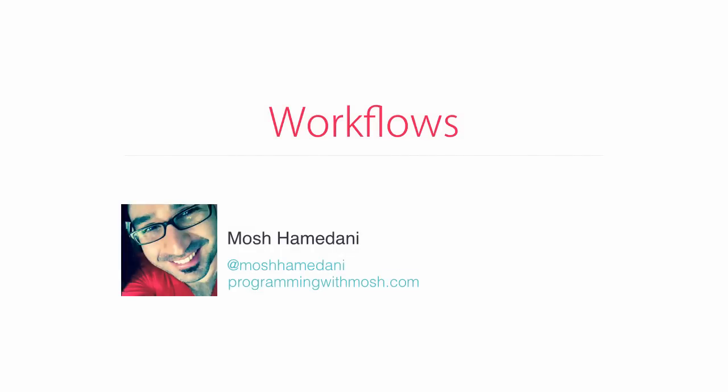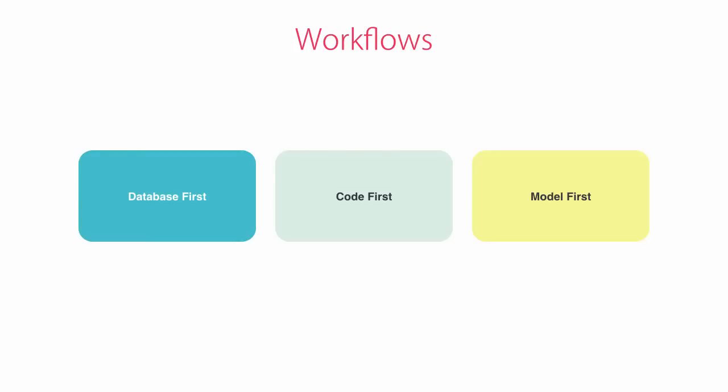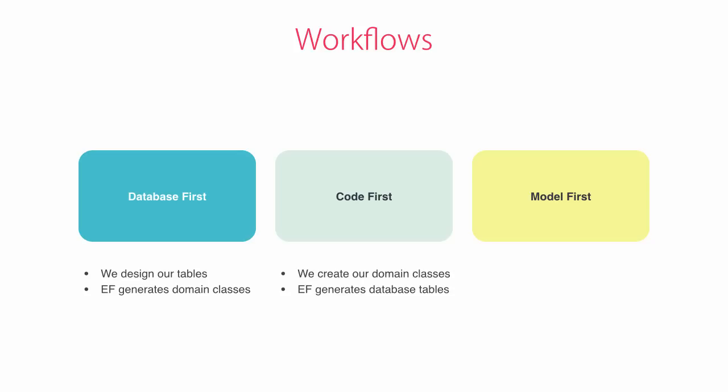So there are three workflows to build a domain model using Entity Framework: database first, code first, and model first. With database first, of course, we start with the database. So we design our tables using visual designers and then have Entity Framework generate the domain classes based on the database. This is the traditional approach that a lot of developers have been doing for years. With code first, of course, we start with the code. So we simply create our domain classes and then have Entity Framework generate the database for us. This approach was introduced in more recent years and is still new to many developers.